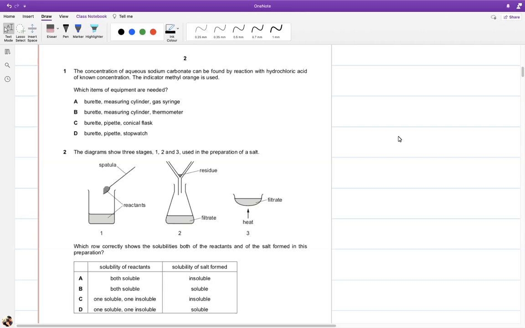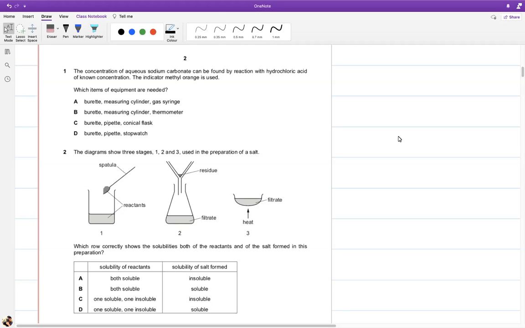So what are we trying to do here? We want to figure out the concentration, which means we want to figure out how much of sodium carbonate we need. And obviously it's an aqueous solution, so we'll need it in some burette or something, right? So this is basically titration. Titration is a process that we do to check the concentration of an unknown solution.